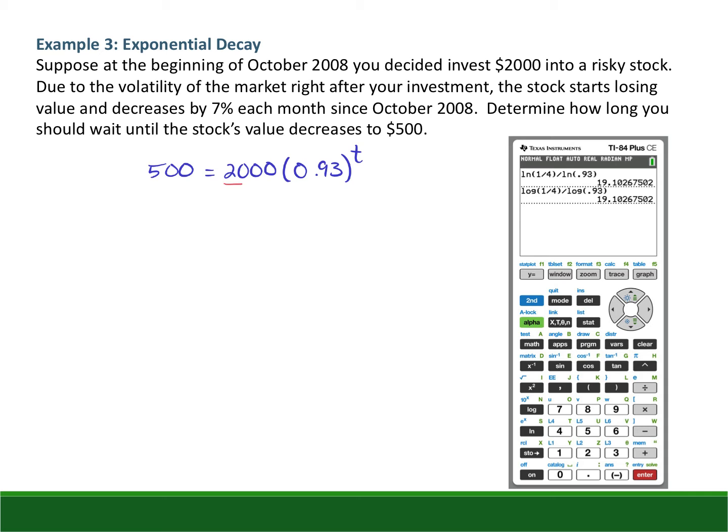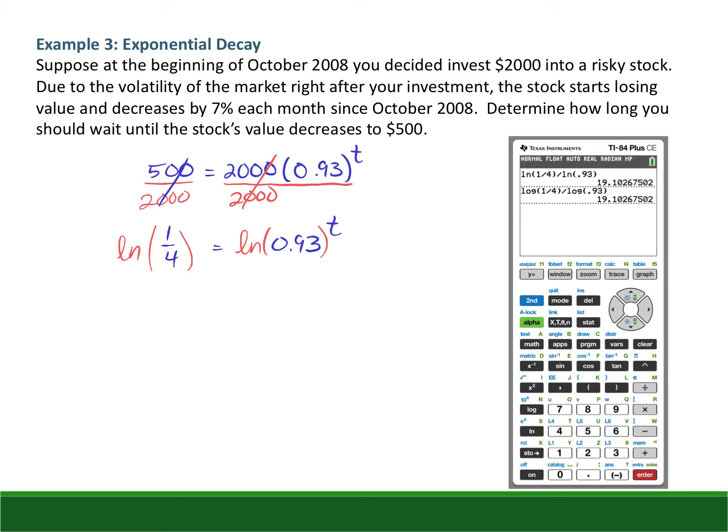So using some algebra here, the first thing that we're going to do is divide out that 2,000 on both sides. And then on the left-hand side, I hope that you can see that this simplifies to 1/4. And on the right-hand side, I have just that base 0.93 raised to the t power. So here, we're going to take the natural log of both sides. As soon as you have just a base and that power, you can take the natural log, and we have to do it to both sides to keep our equation balanced.